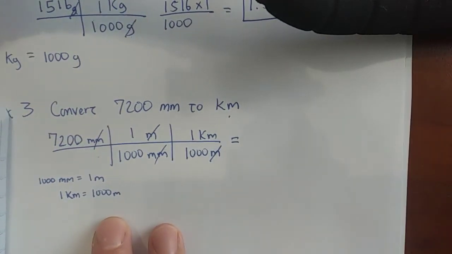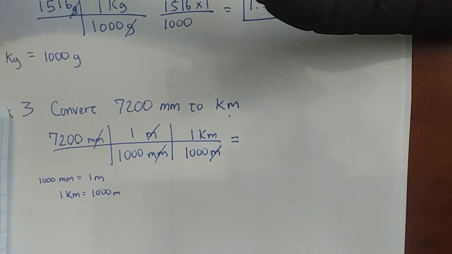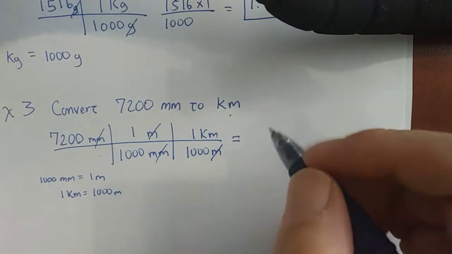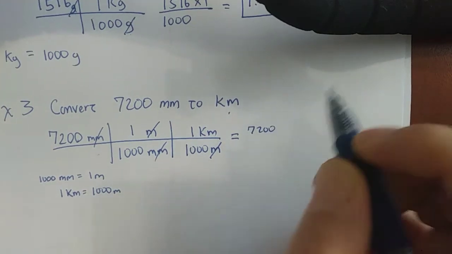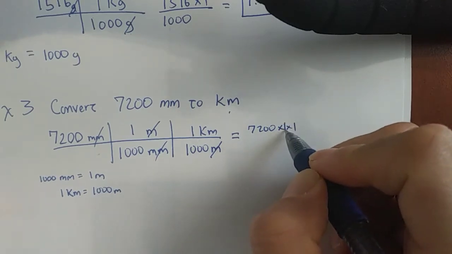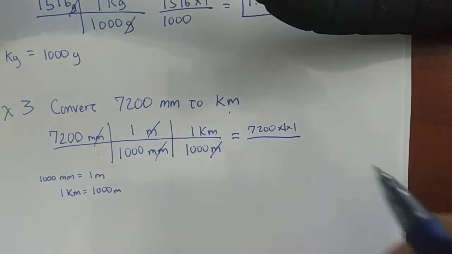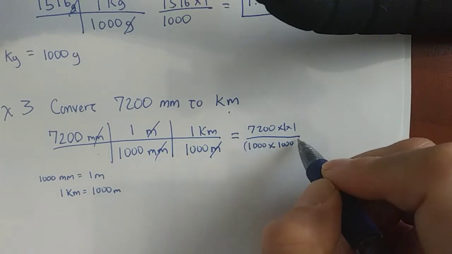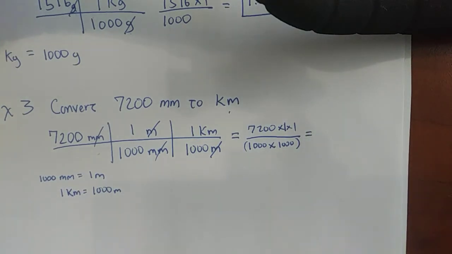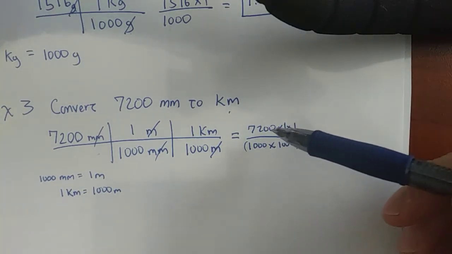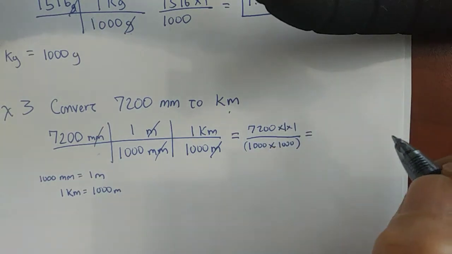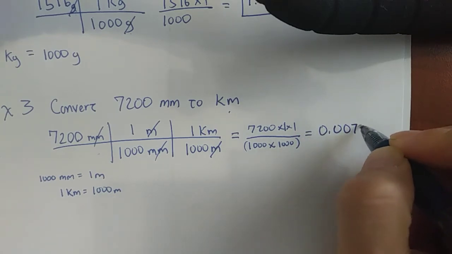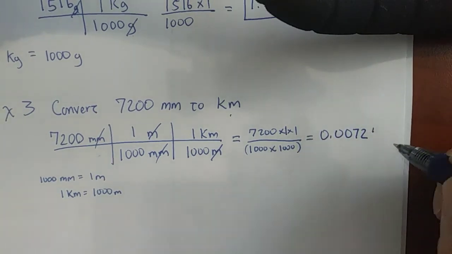So now I'm just going to multiply across, divide by the bottom. So that's going to look something like this. 72 times 1 times 1. Oops. But that's just 7,200, right? And then I'm going to divide by 1,000 times 1,000. And we could put that in Desmos or a calculator, however you want to do it. You can do it step by step. 7,200 divided by 1,000 divided by 1,000, whatever you want to do. And we're going to get 0.0072 kilometers.